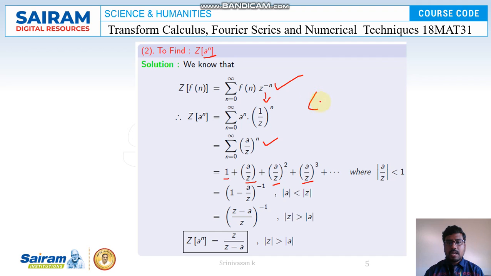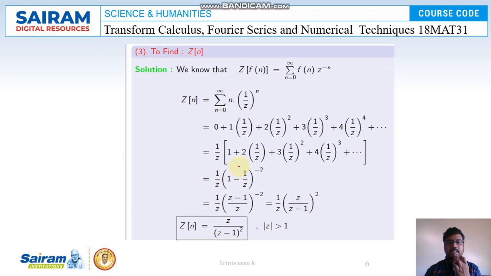Here also we use the formula (1 - x)^(-1). Here clearly x equals a by z. So (1 - a/z)^(-1), then by cross multiplication we get (z - a)/z to the power minus 1. This changes to z divided by z minus a. So this is the Z transform of a^n: we get z divided by z minus a.